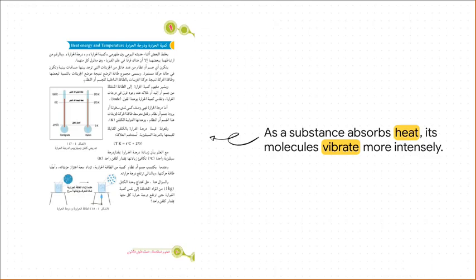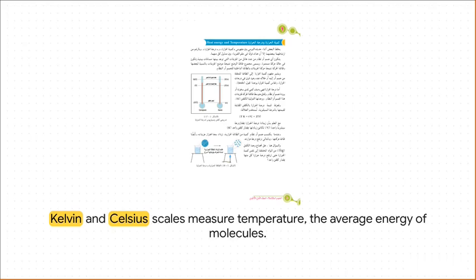And this shows you exactly how they're connected. When you add heat to something, like you're boiling a pot of water, you're literally just pumping energy into it. That energy makes the water molecules go crazy, they start vibrating and moving around way more intensely. And that increase in their average jiggle speed is exactly what we read on a thermometer as a rise in temperature. We measure this average energy using scales, usually Celsius or Kelvin.